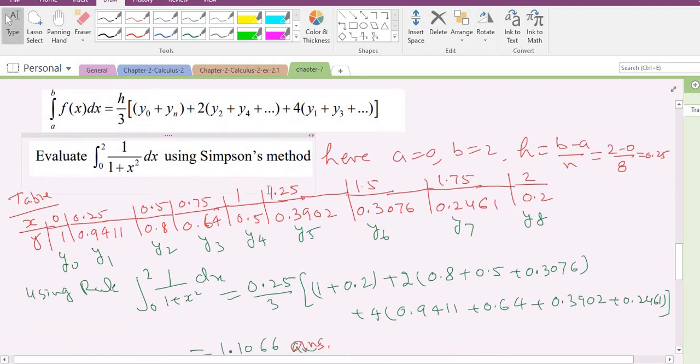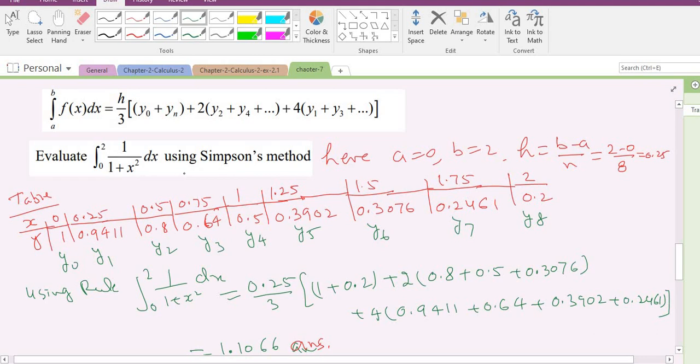So I am picking one question from the handout. Evaluate this one by using Simpson's rule: 1 divided by 1 plus x square. So again we need to calculate. See that here h is not given. n is also not given. So it's up to you.